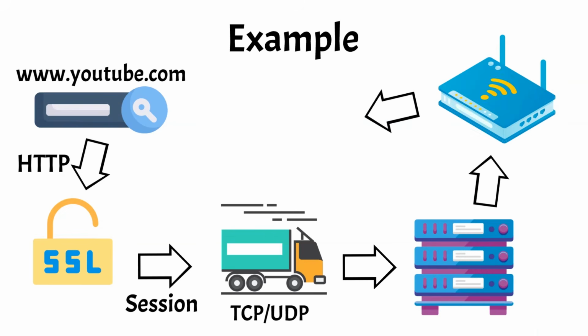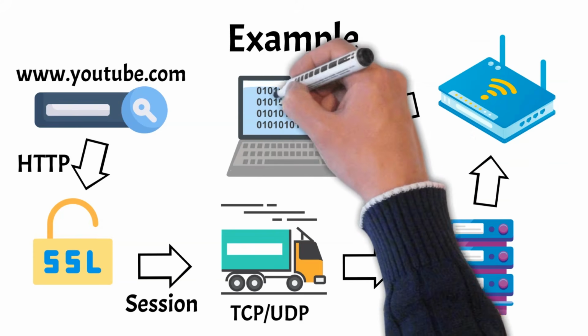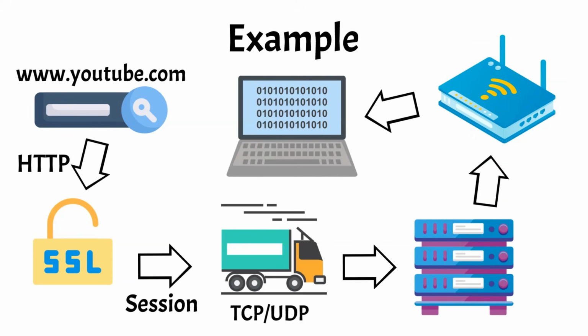Finally, at the physical layer, the data frames are converted into electrical signals, optical signals, or radio waves, depending on the network medium, and transmitted over the network using cables, fiber optics, or Wi-Fi. This concludes our exploration of the OSI model.